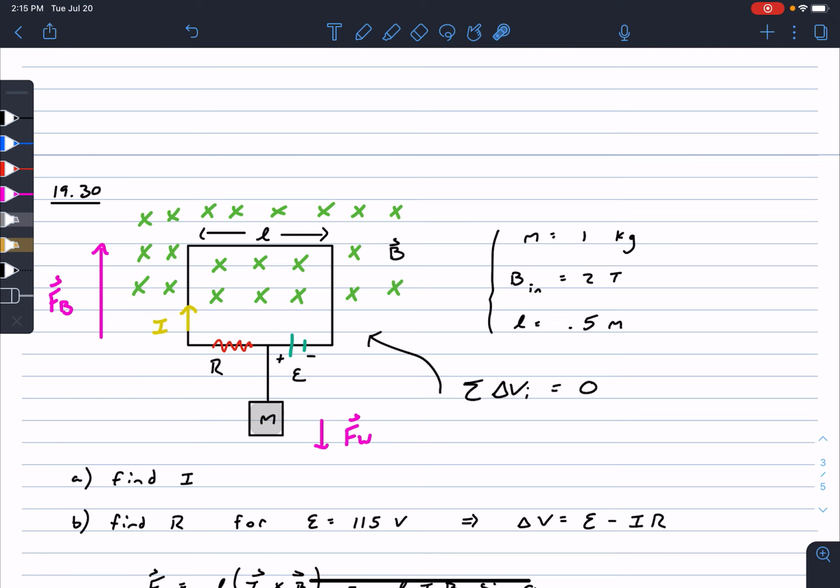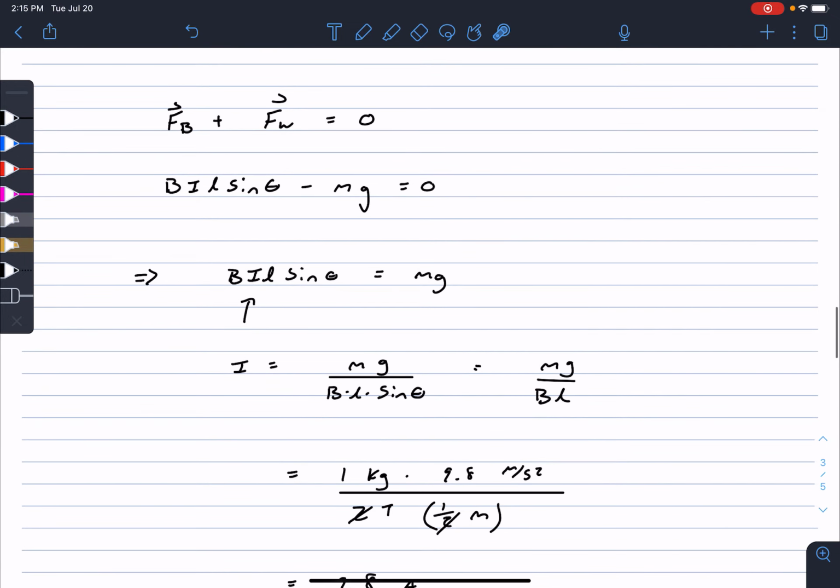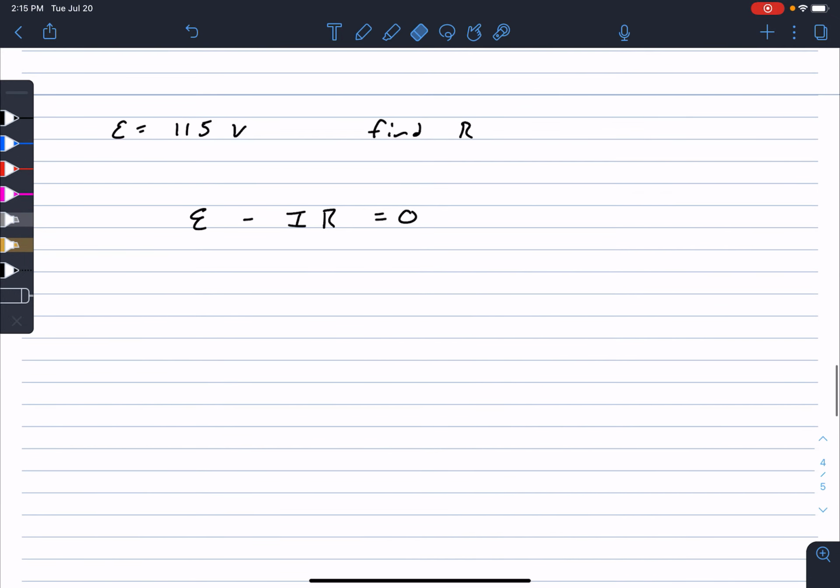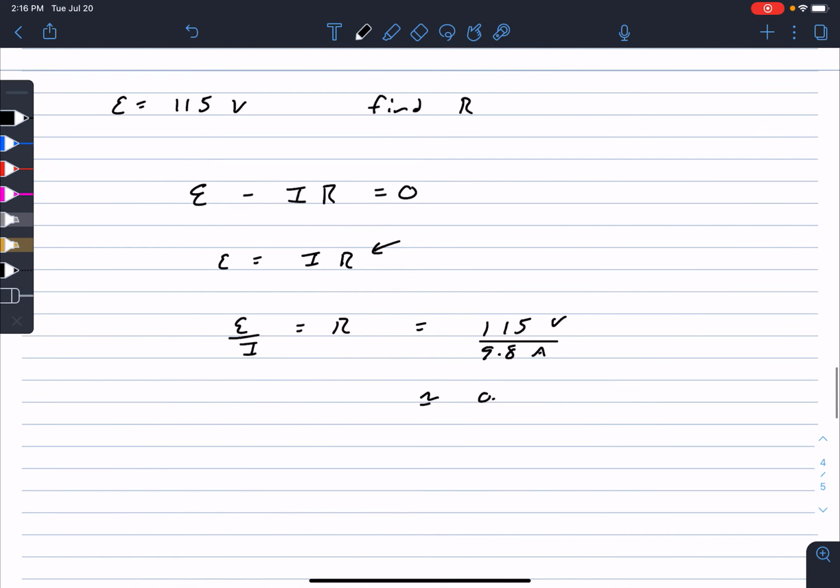So given that information, we have our EMF is equal to the current times the resistance. We're looking for this, right? So now we have EMF over I is equal to the resistance. That means that 115 volts over 9.8 amps is going to give us a value of around 0.85 ohms. That's the answer.